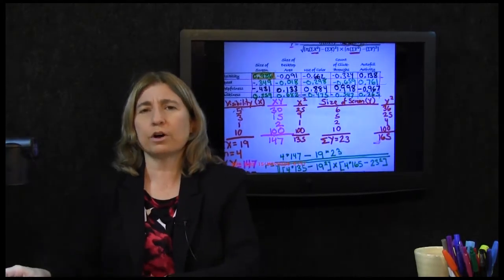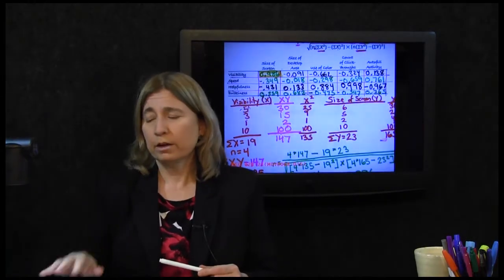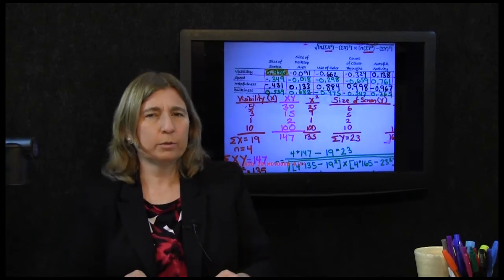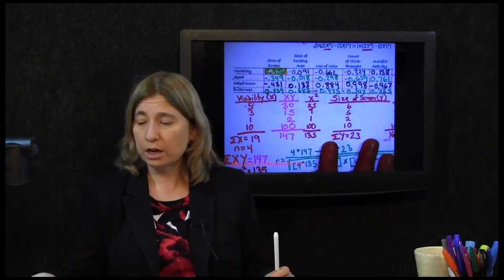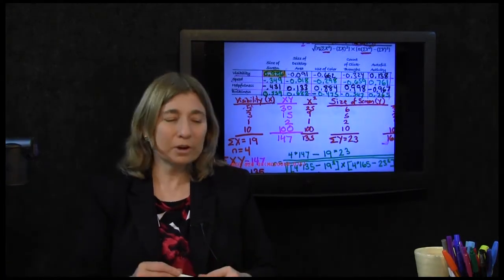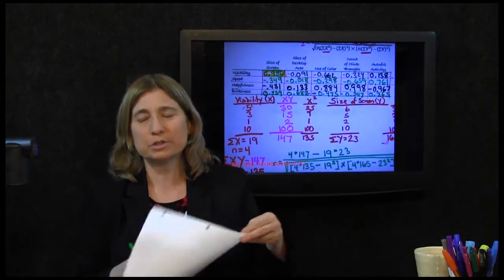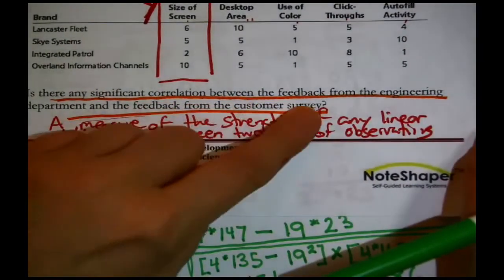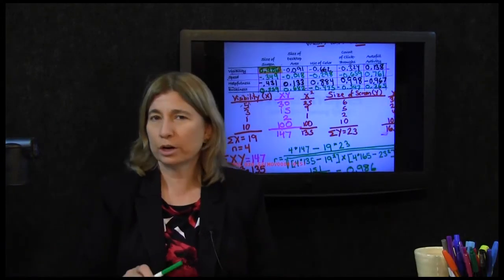All right, we have our so-called relationship matrix. This part right in here. Now, this is great. Are we done? Well, yes and no. We have our relationship matrix. We have done our correlation study between the customer value attributes and the engineering specifications, but we haven't actually answered the one question that was asked on the page before. It says, is there any significant correlation between the feedback from engineering and the feedback from the customer survey? This answers that question, but you have to know how to read it.